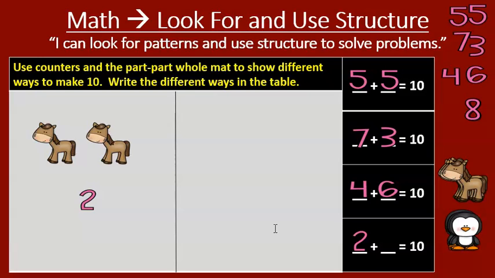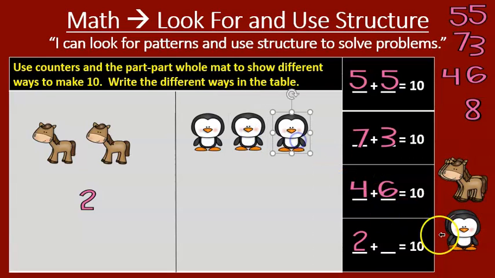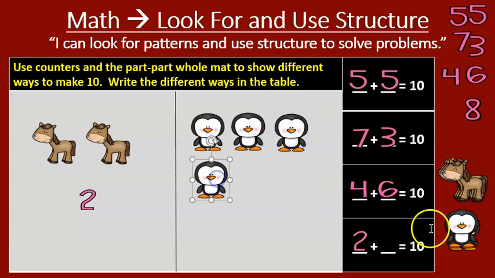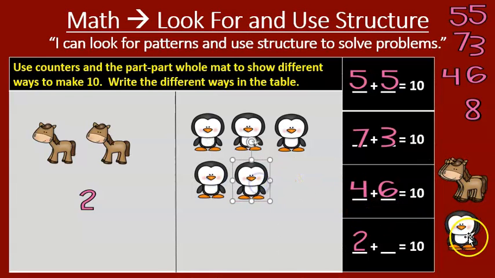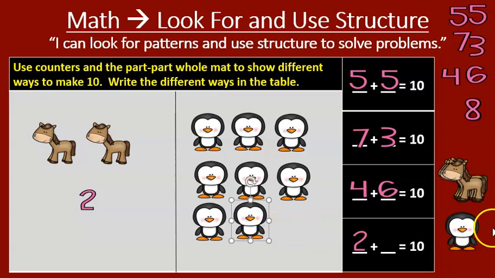Okay? We're going to practice that all this week. So, let's try it again. Here we go. We're going to put in the penguins now, too. 2, 3, 4, 5, 6, 7, 8, 9, 10. Now we have enough penguins in here to equal the horses and the penguins to 10.